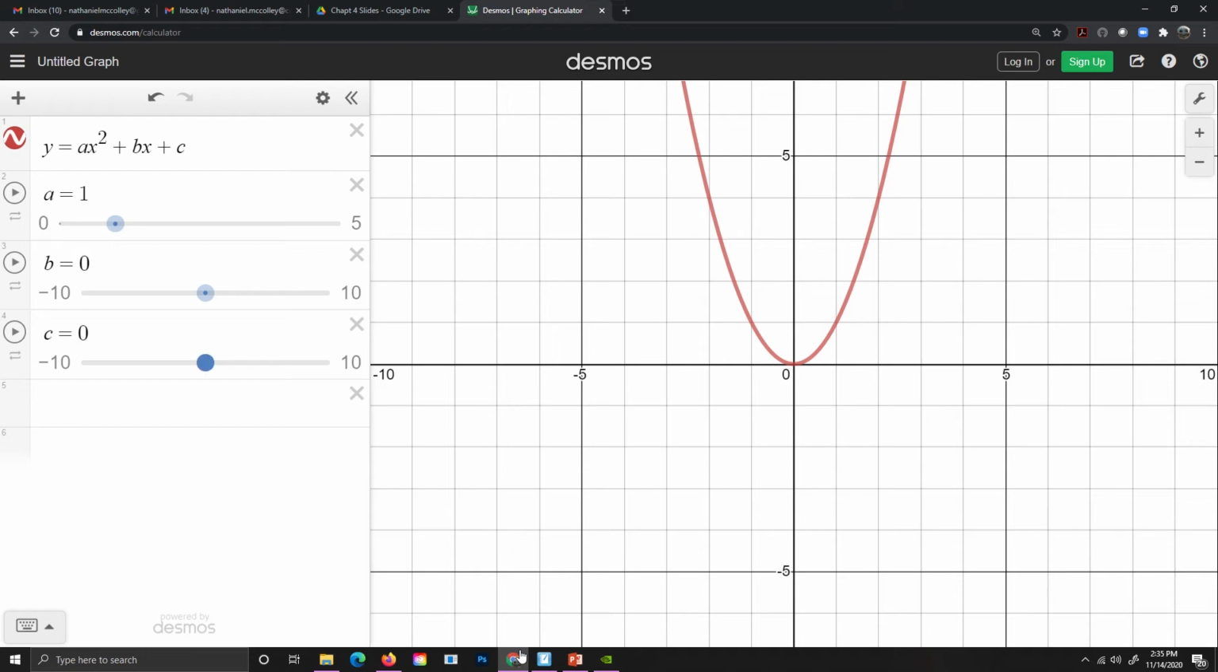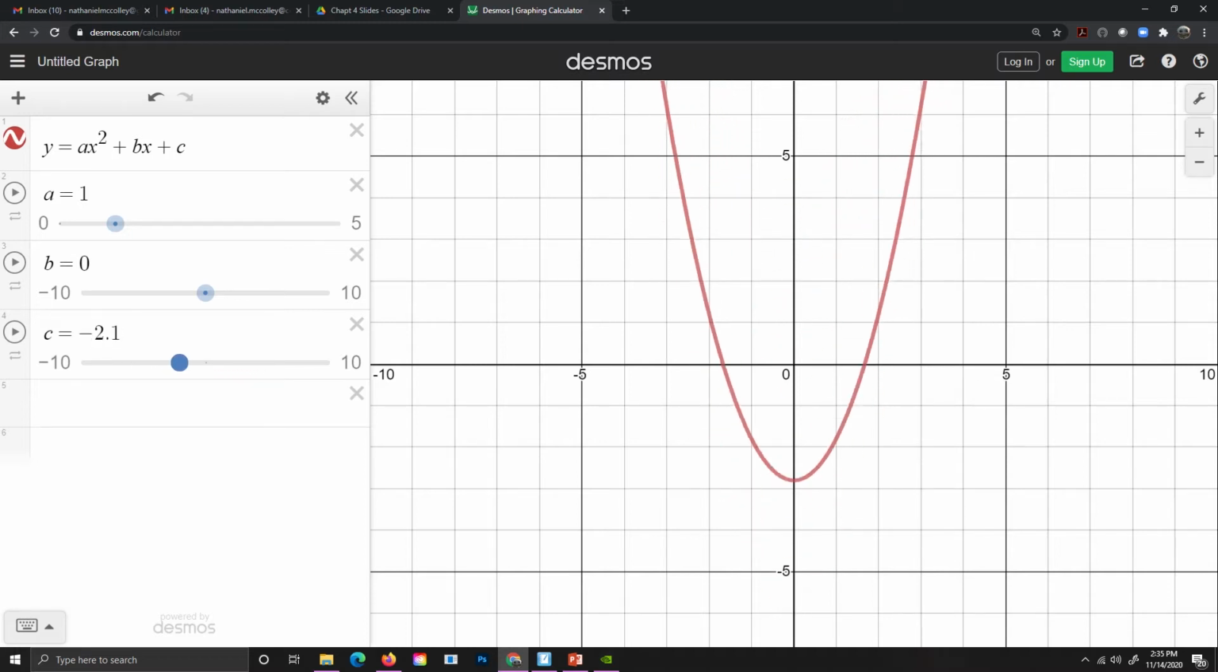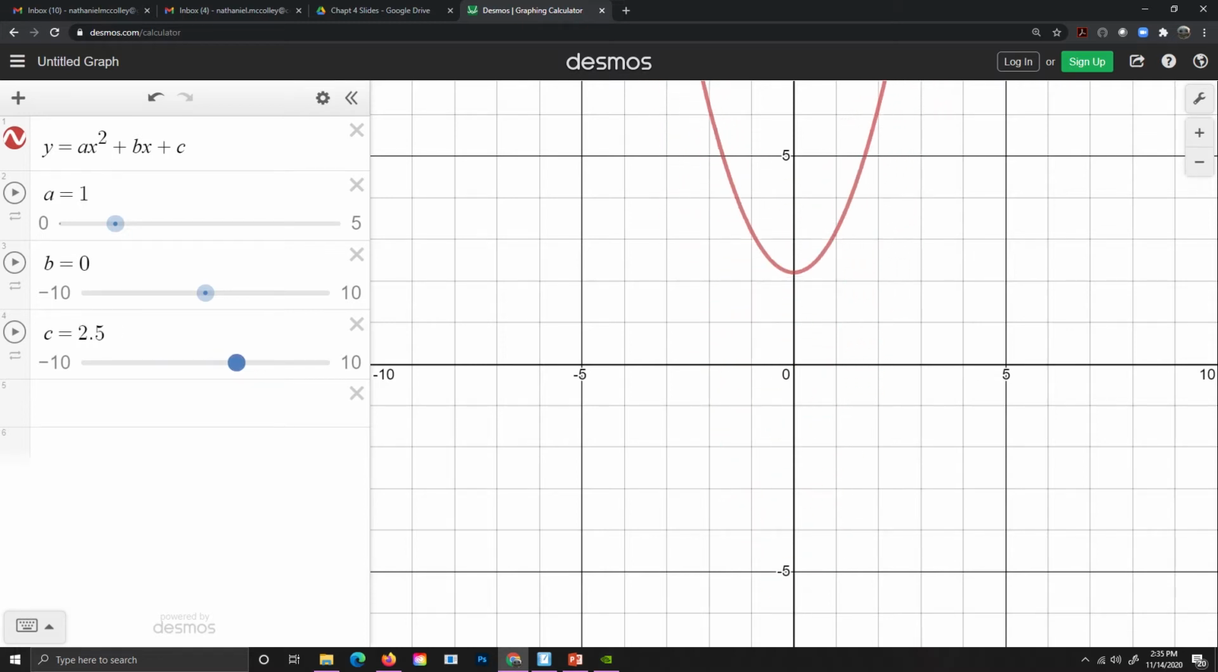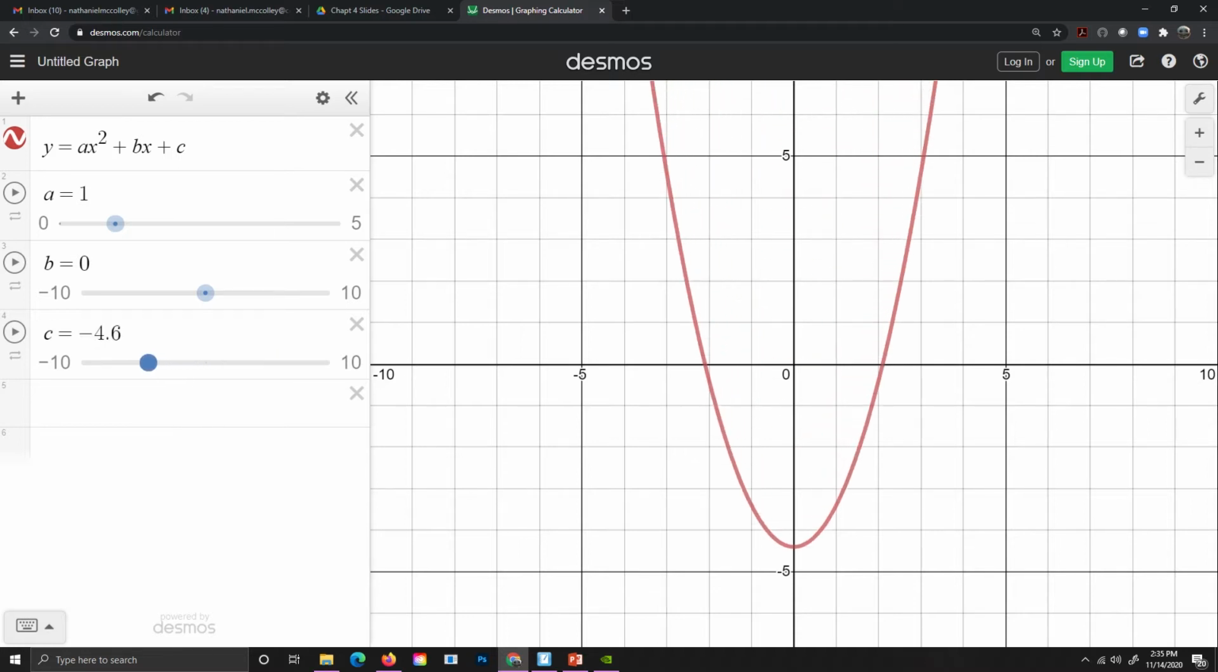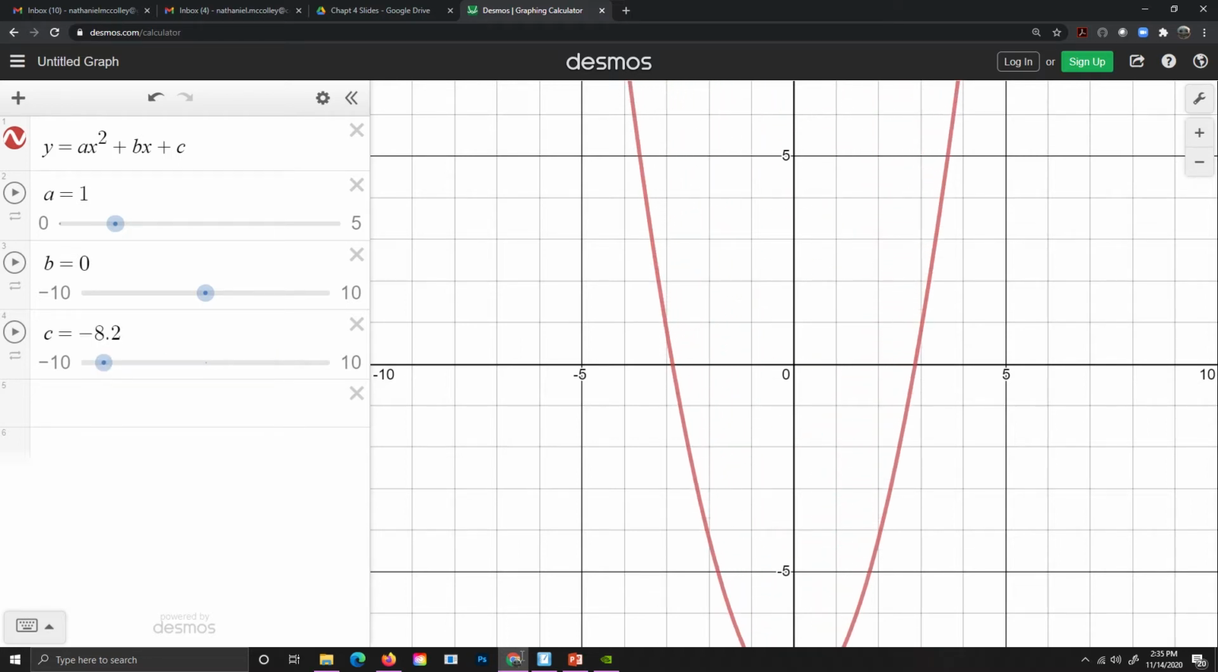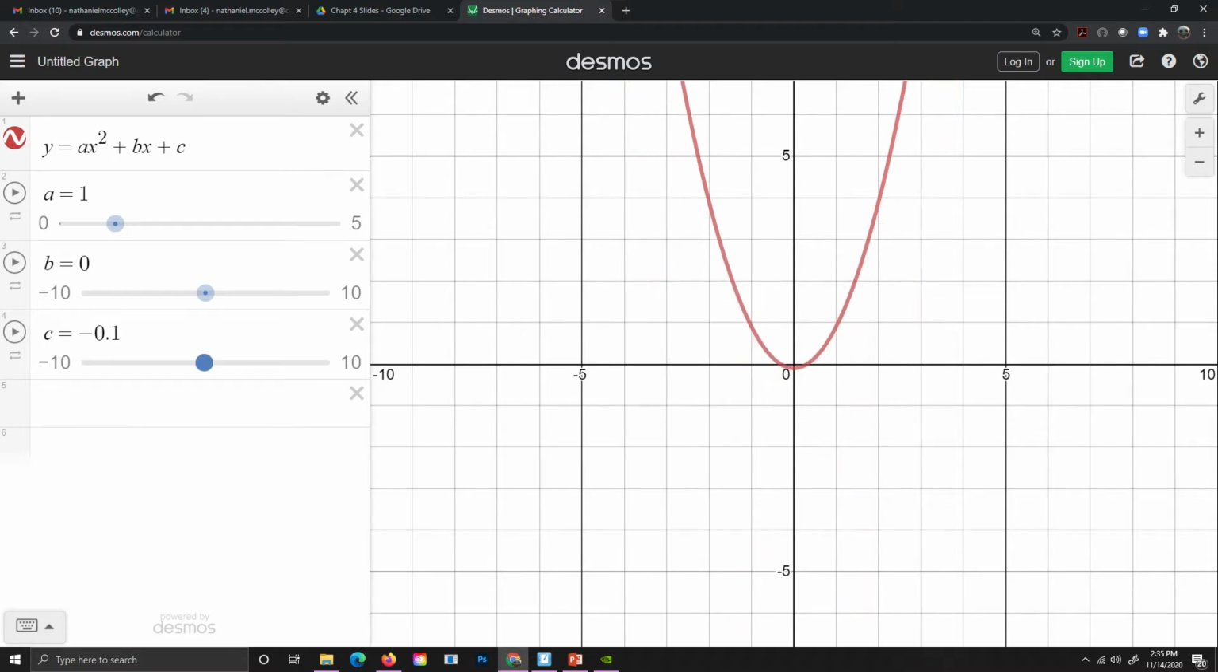Now if we move C, C is just a constant. It's going to have a translation effect up and down, and it's going to match those values. So if I go up to 10, it's going to move it up 10 units. And as I get closer to negative 10, it'll move it down negative 10 units.